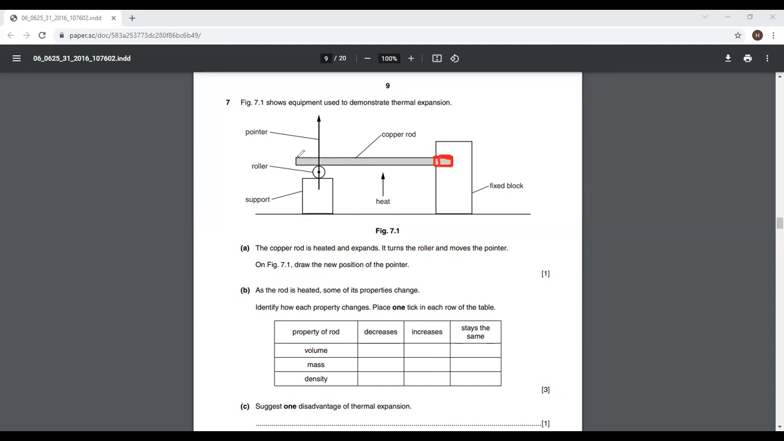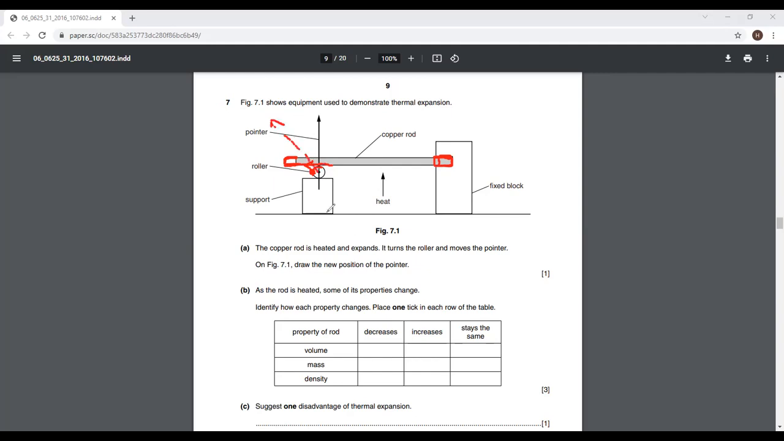So what will happen? It will start to expand that way, as if it will move towards the left. Then what will happen to this roll? When you move this roll in this direction, this roll will move anti-clockwise also in the same direction. So this pointer will, instead of here, become here.